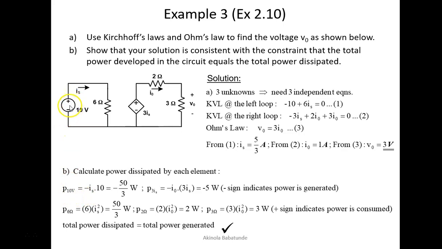this particular voltage source. So P around 10 volts will be equal to minus Is times 10, and our Is is found to be 5/3 already. If you multiply that by 10, that gives us minus 50/3 watts. So you keep that somewhere.